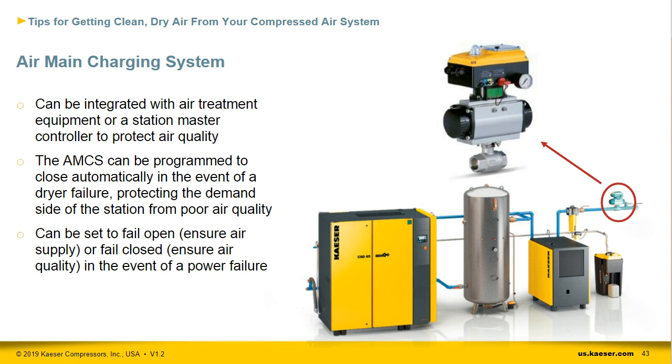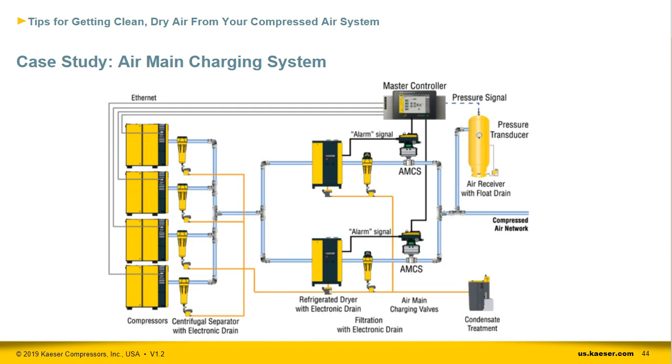To demonstrate how the AMCS can ensure that only clean, dry air makes it to production, consider this system, where multiple compressors provide air to two parallel treatment trains, each sized for the total system demand. The dryers split the compressed air load between them, and treated air is delivered to the plant. But if the drain fails in one of the dryers, and we don't have an AMCS, the water that the dryer condenses can't be removed by the drain, and is simply swept downstream where it wreaks havoc on your process.